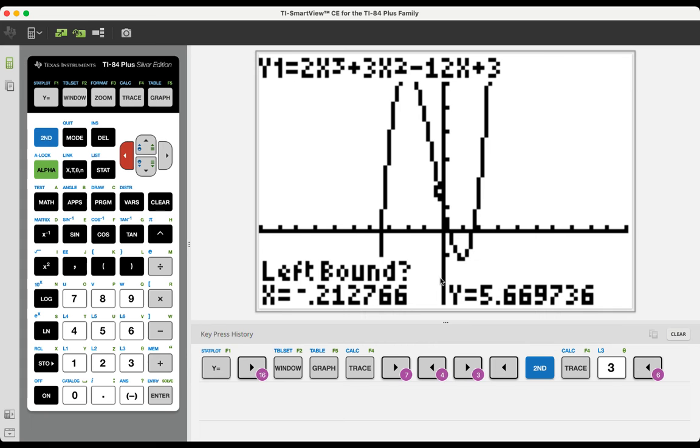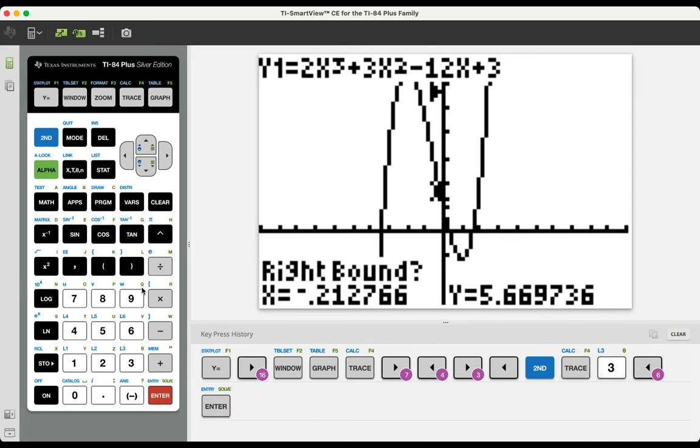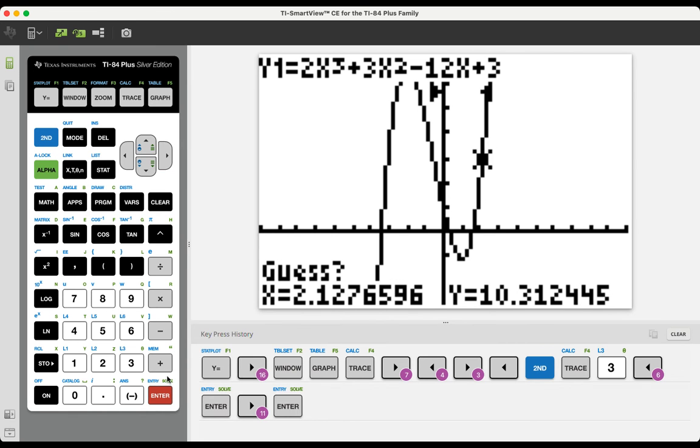Once I press enter, as you imagine, it now wants a right bound. So all I need to do is move my cursor so that I'm somewhere to the right of that bottoming out point. Doesn't really matter where, just somewhere to the right. And I press enter again. And then the calculator will ask you for a guess.